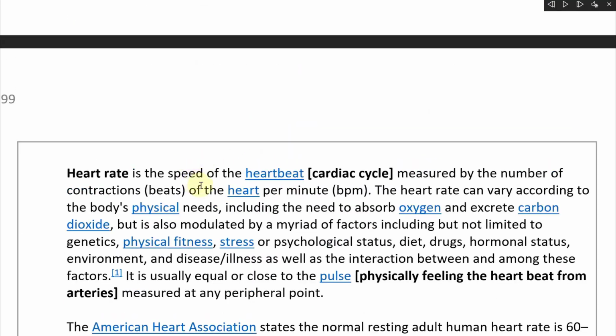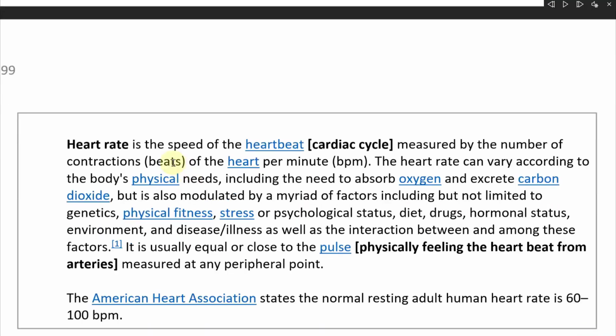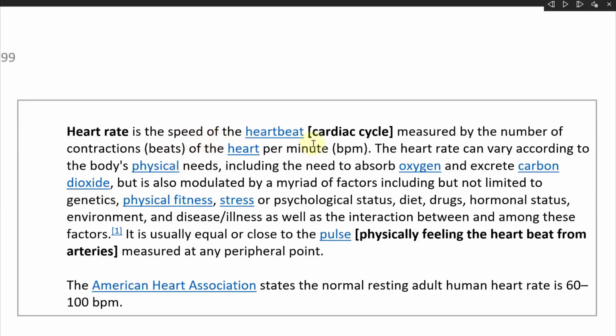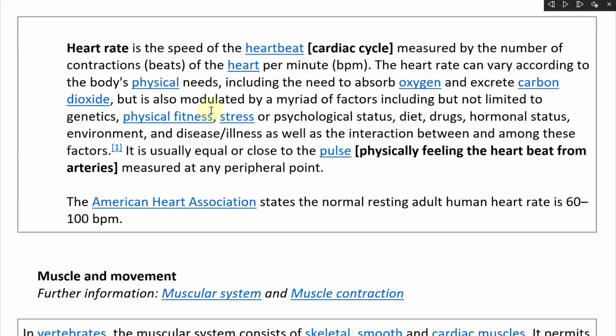So we've gone over here. So yeah, the next part. Heart rate is the speed of the heartbeat cardiac cycle measured by the number of contractions or beats of the heart per minute, BPM. The heart rate can vary according to the body's physical needs, including the need to absorb oxygen and excrete carbon dioxide.